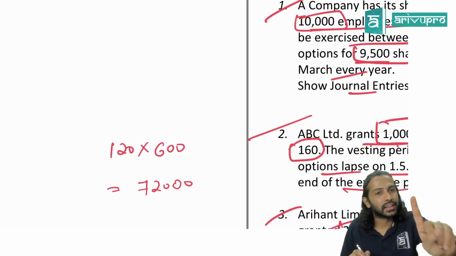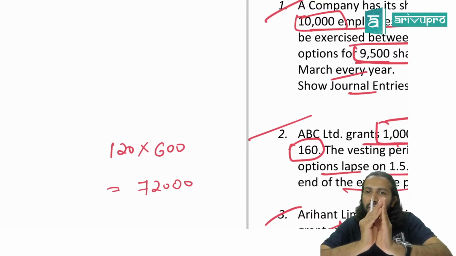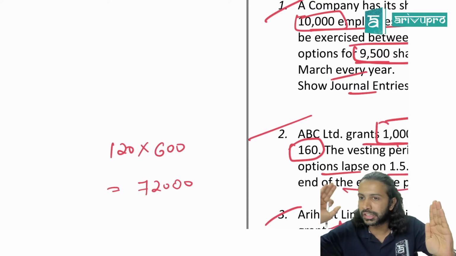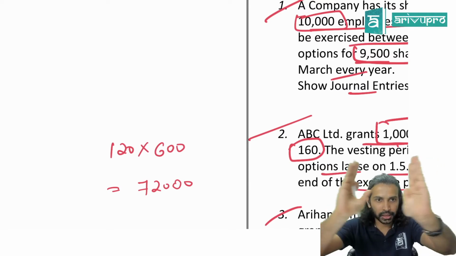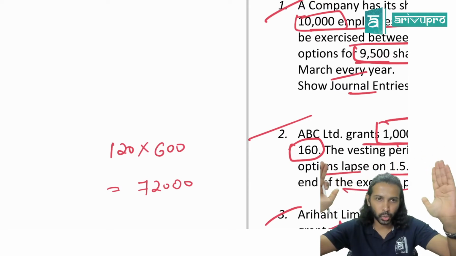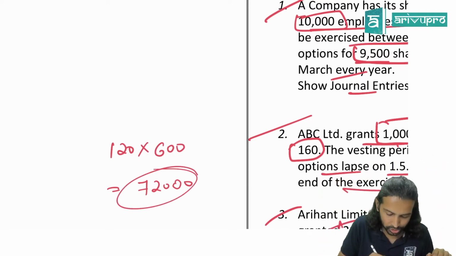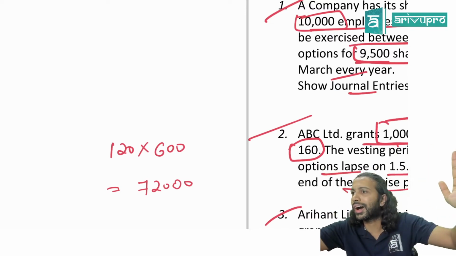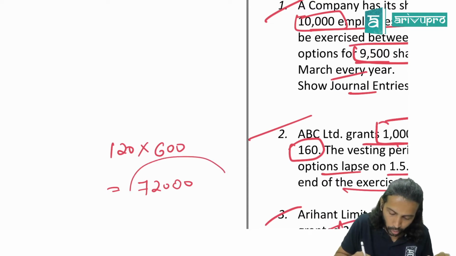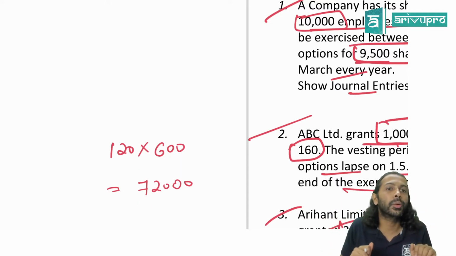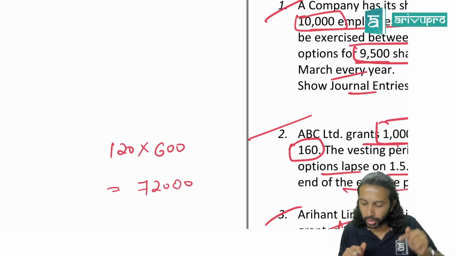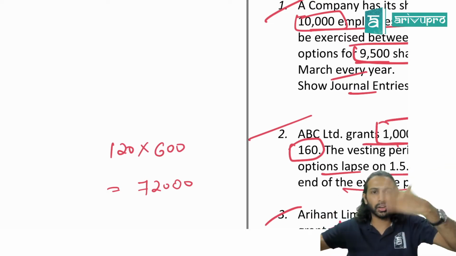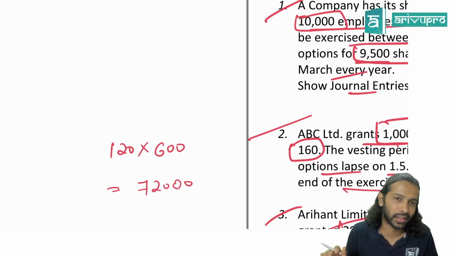Why? Sir, vesting period is 2.5 years. That means they have to wait for 2.5 years to get the shares. Yes. So the time gap is what for these options? 2.5 years. Loss is how much? 72,000. Does this loss belong to 1 year or does it belong to 2.5 years? That means you have to amortize this loss over 2.5 years. You can't book it to 1 year P&L. You have to distribute it over 2.5 years. Meaning you have to transfer it to 3 years ka P&L.